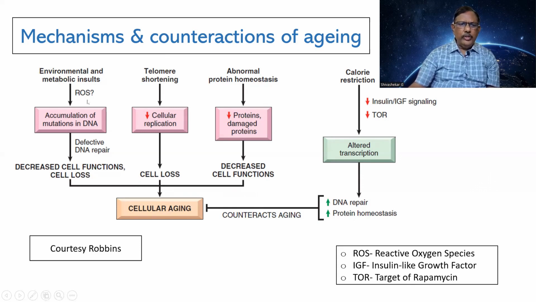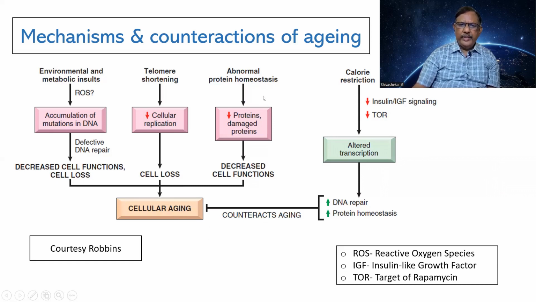There can be the reactive oxygen species, which leads to an increased amount of mutations in the DNA. Always, when there is a change in your DNA, there is an immediate attempt of the body to repair it. So, there is a repair, it will become normal. But when there is going to be a defect in the DNA repair also, there is a decreased cell function and there is a loss of cell. Telomere shortening leads to decreased cellular replication. There is a cell loss, again aging.